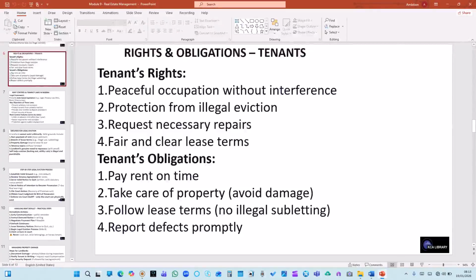Now, the tenant obligations include, one, the obligation to pay the rent as at when due, that is, pay the rent on time. The tenant also has the obligation to take care of the property he occupies in order to avoid damage. The tenant also has the obligation to follow lease terms, no illegal subletting. So the tenant does not have the right to sublet his apartment to a third party without the landlord's consent. The tenant's obligations also include the obligation to report any defect promptly to the landlord.